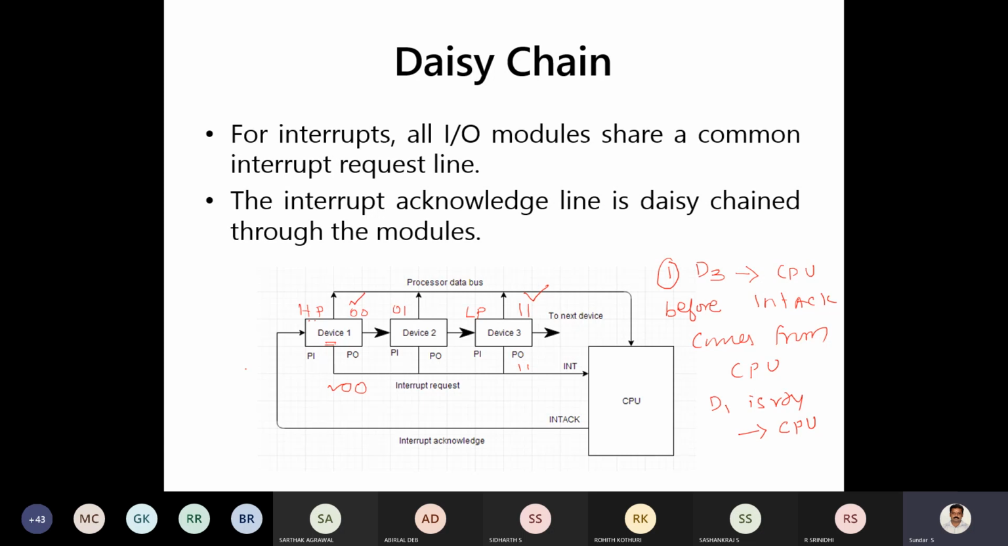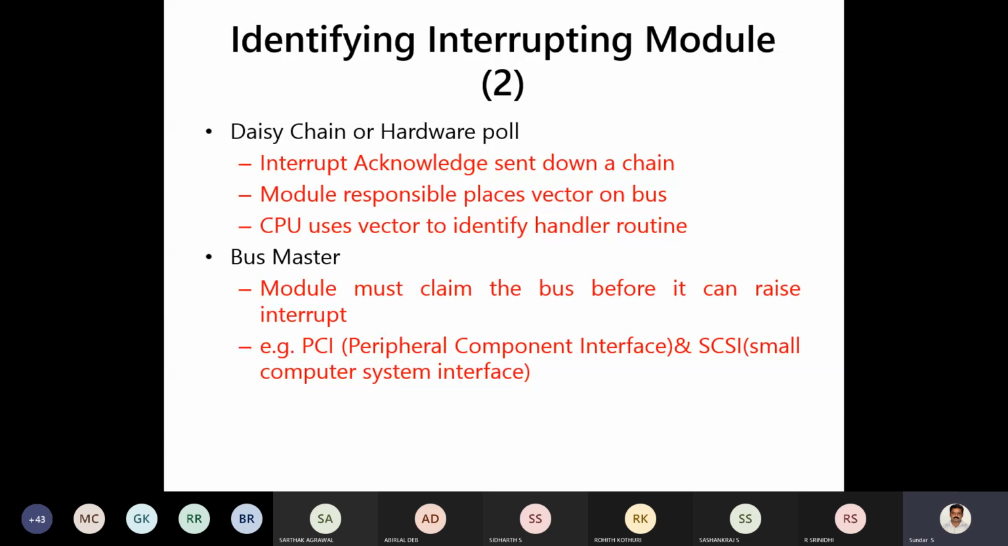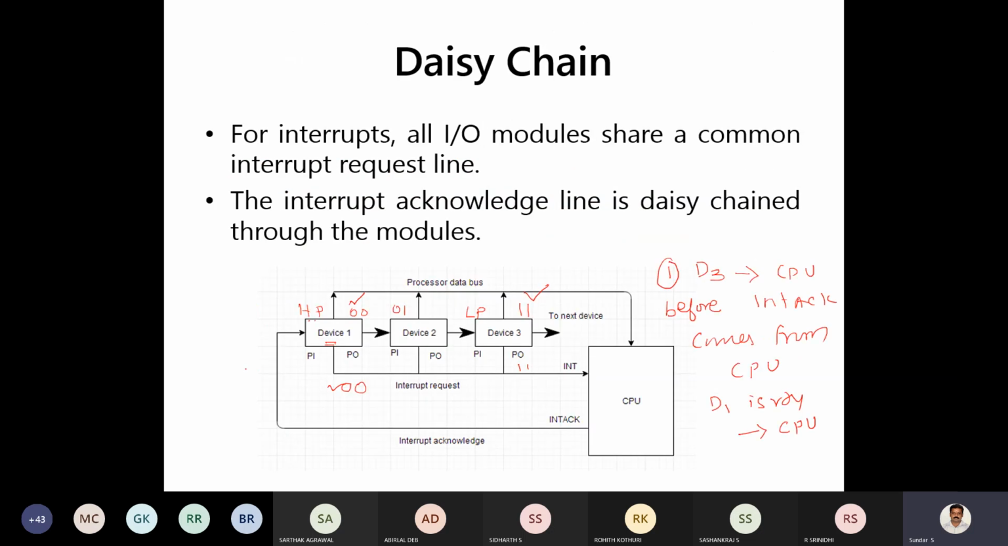Now, sometimes we may want device 3 to have high priority. For that, there is another way. So this is the way the daisy chain works, and there is one more way: the bus master concept. Like the daisy chain, the second concept is the bus master concept. So what is the idea?